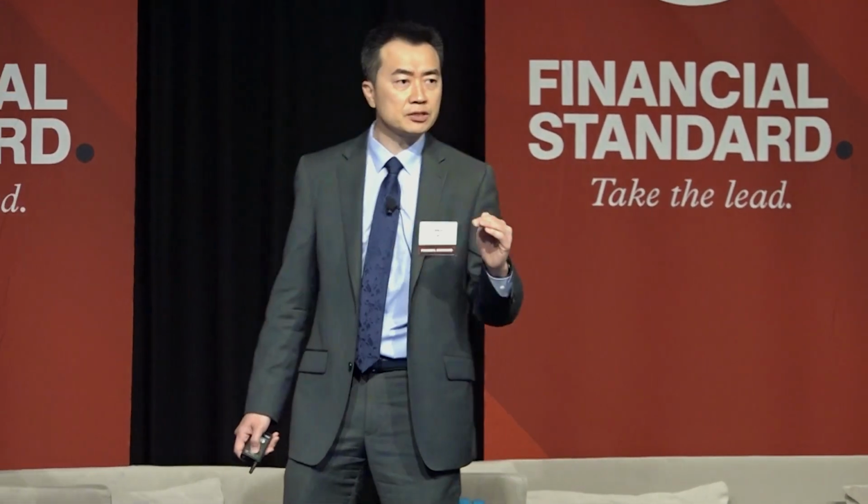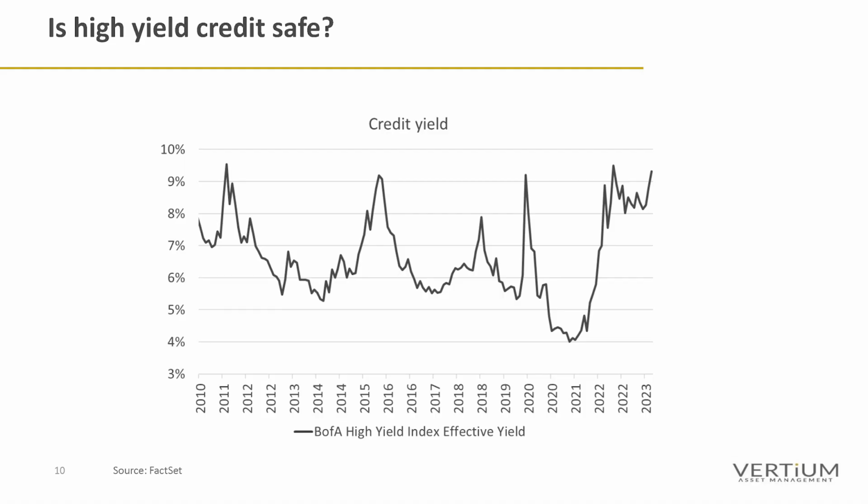So if you're not satisfied with a risk-free 5%, maybe high-yield credit could be a good place to generate further income for a client's portfolio. This chart highlights the credit yield for a high-yield index from the US over the last 2 decades. And you can see, look, you don't see 9% yields too often, right? They do spike up, come down.